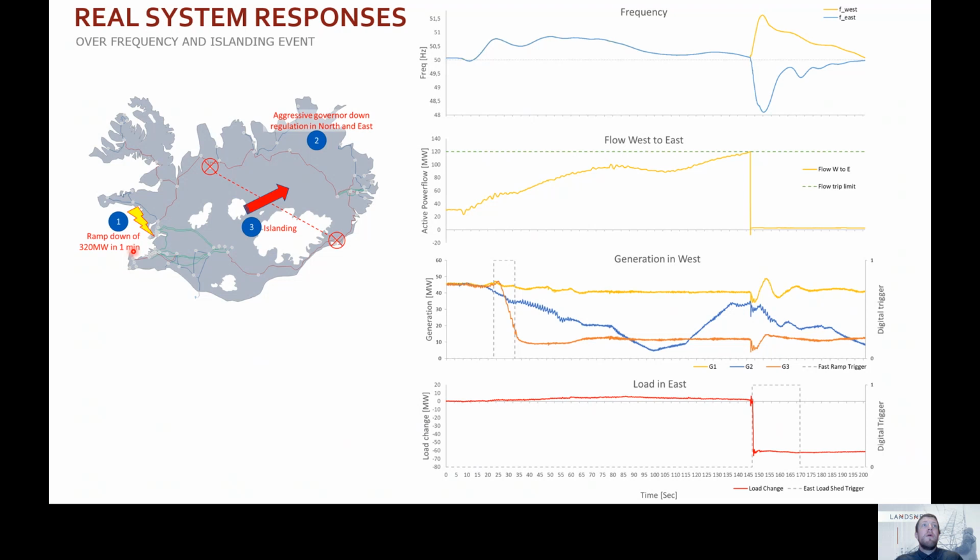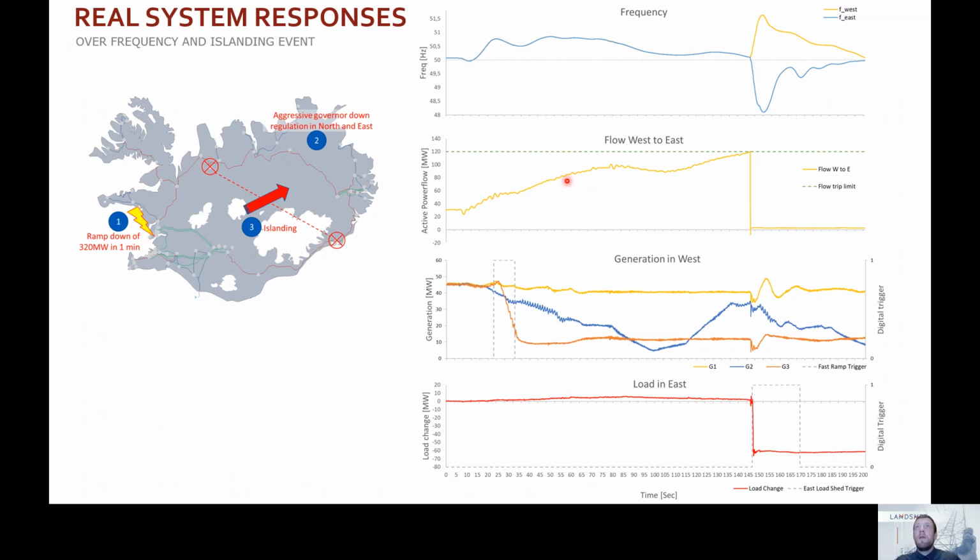Here's another high frequency event, where a load is being ramped down. Here we're talking about 320 megawatts of load being ramped down really fast in 1 minute. So we get, to begin with, a high frequency in the event. In this second chart, you see the flow from the west to east. And then we see the generators in the west where we want the regulating to happen. And in the end, we see the load that we're able to shed here in the east.